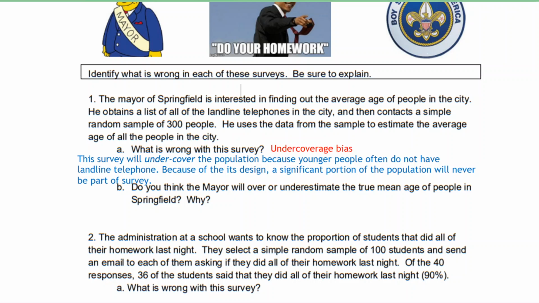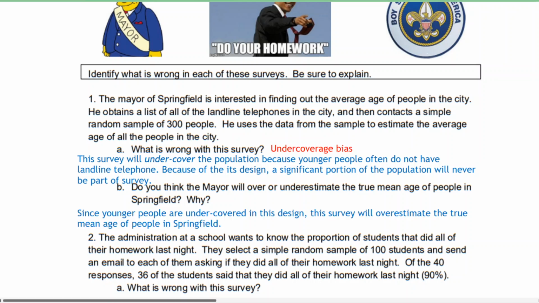Do you think that the mayor is going to over or underestimate the true mean age in Springfield? And remember, we were saying that a significant portion of younger people are not going to be in the survey. Since younger people are undercovered in the design, that means that the survey is going to overestimate the true mean age of people in Springfield. Okay, so that's undercoverage bias: when a portion of the population is systematically not included in the sample.